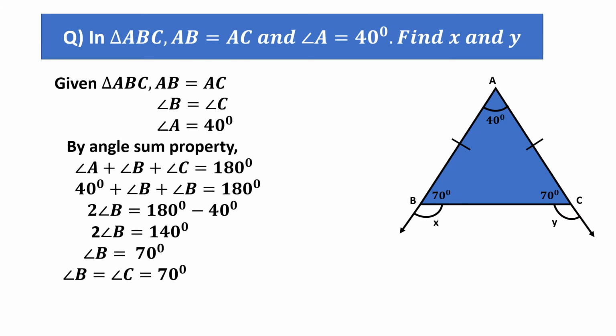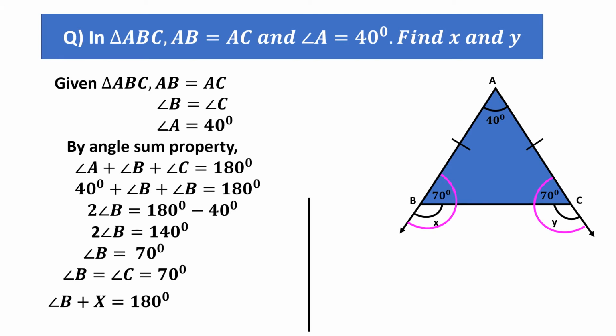Yes, correct. We have seen the linear pair property. We can apply the linear pair property here to find the value of x. How can you find, children? The sum of 70 degrees and x degrees will be equal to 180 degrees. That is linear pair property. So by using that property, you can find the value of x and y.